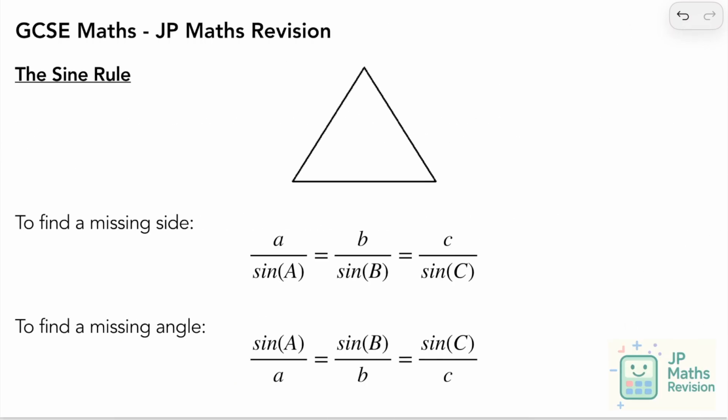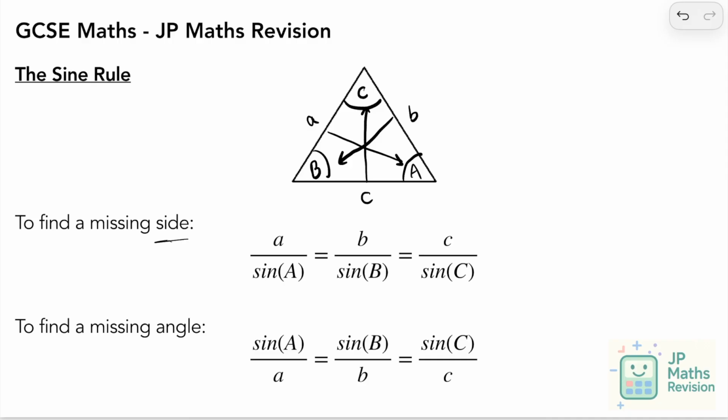So the sine rule states that if we want to find a missing side, we have a over sine A equals b over sine B equals c over sine C. We need to actually know what lowercase a, b and c and capital A, B and C actually represent. So if we have a triangle like the one above, we label the sides with the lowercase letters and the angles with the capital letters. So I'm going to label this side a, and the angle that is opposite a is going to be capital A. I'm going to label this side b, and the angle that is opposite b is going to be capital B. And I'm going to label this side c, and the angle that is opposite c is capital C.